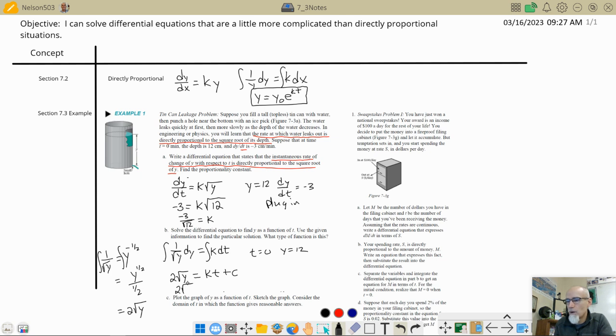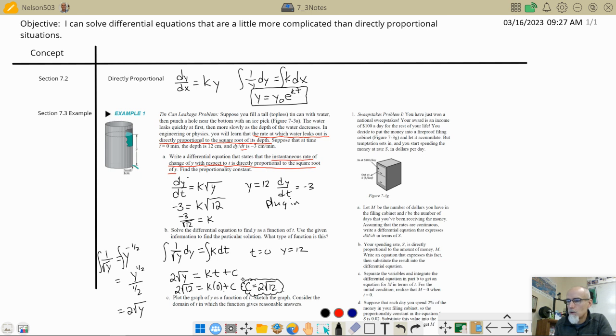Before I solve for y, I'm going to plug 12 for y, and then I'm going to plug 0 there, so I get k times 0 plus some constant. Okay, so my c value is equal to 2 square root of 12, right? Okay, so that's kind of important.